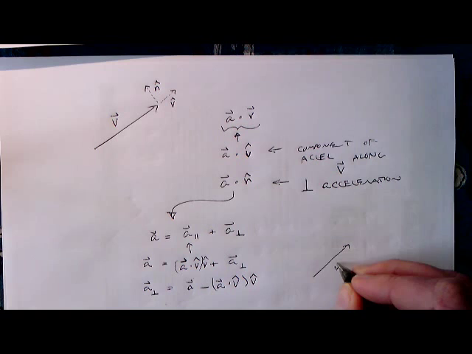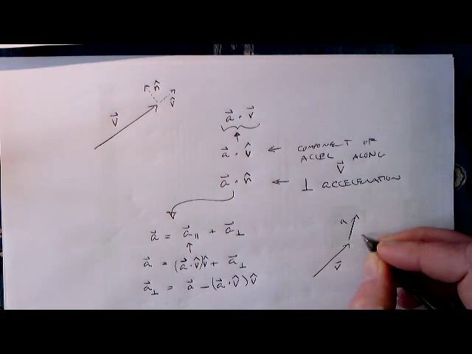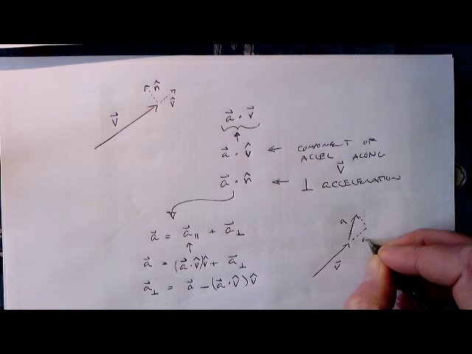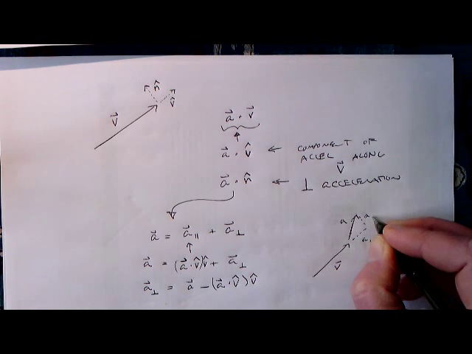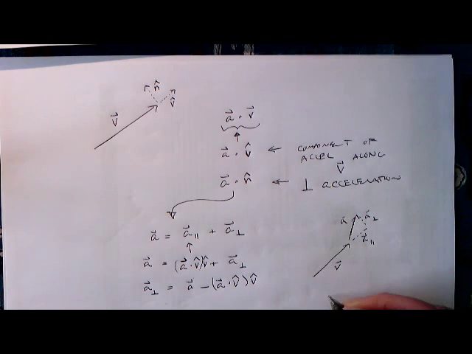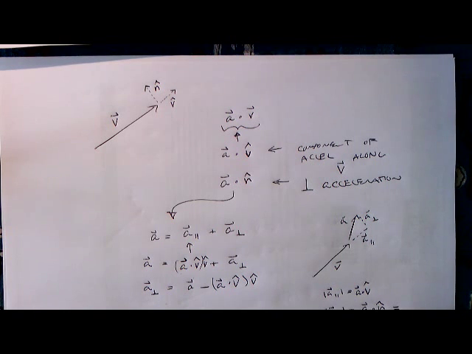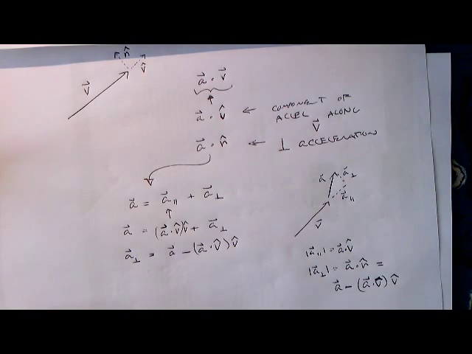So now I'm thinking about resolving this acceleration. Here's my velocity, here's my acceleration. My acceleration has 2 components, a parallel and a perpendicular. The magnitude of a parallel is simply a dot v hat, and the magnitude of a perpendicular is a dot n hat, which is the same thing as a minus a dot v hat times v hat. Let me move that so you can see it.